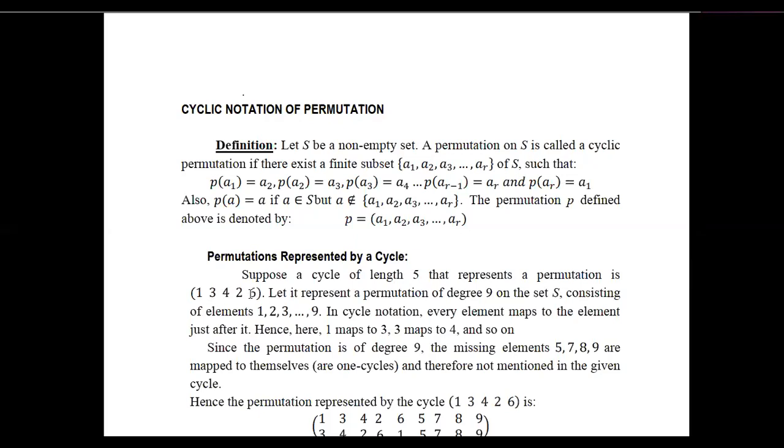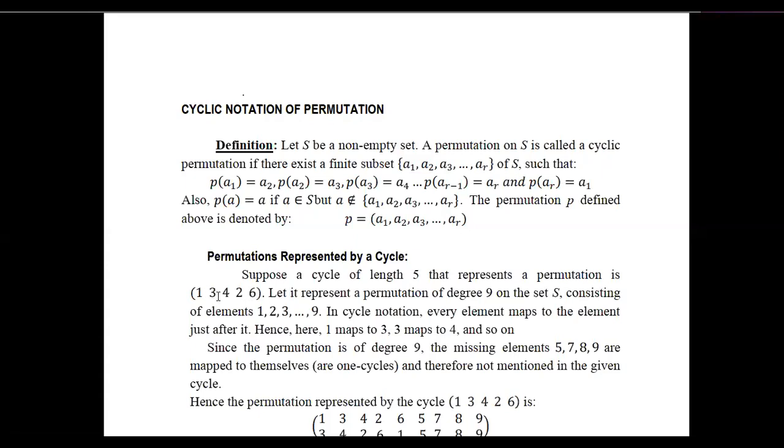Let it represent a permutation of degree 9 on the set S. It means S is a non-empty set whose elements are 9. That's why we are saying that the degree is 9. Meaning starting from 1, 2, 3, 4, 5, 6, 7, 8, 9. In a degree 9 permutation, we have a cycle of length 5. This is the cycle. What about the other elements? Other elements are fixed.